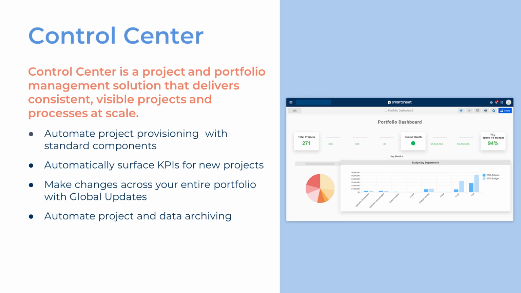It's also the most scalable way to work in Smartsheet, not just to kick off these new projects, but you can make changes across your entire project portfolio. So if you have a new KPI that you need to track or you need to easily update a formula, you can do that at scale across your various sheets with global updates. And of course, to really complete the whole process, automate project and data archiving.